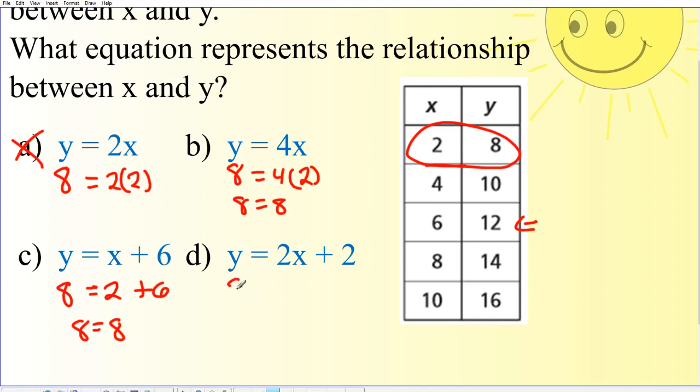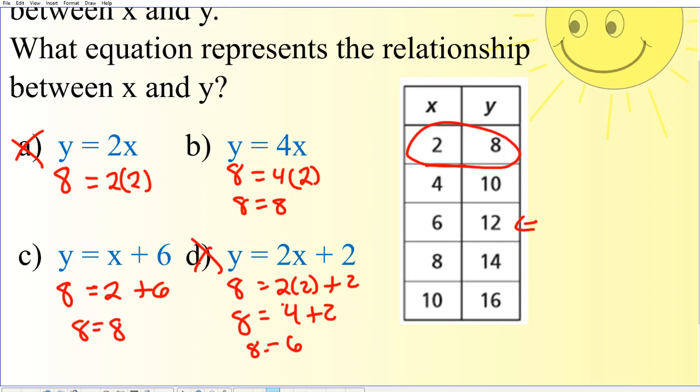Check this out. I plug in 8 here. 2 times 2 plus 2. 2 times 2 is 4 plus 2. Okay, no, so this one doesn't work out. This side I get 6, this side I get 8. So I know at least that one's not right. So one of these two, B or C, is correct.